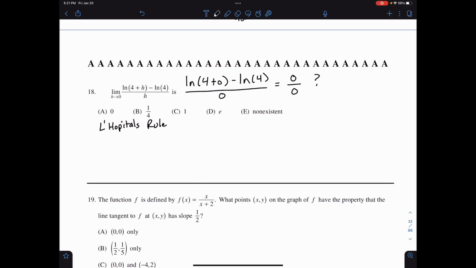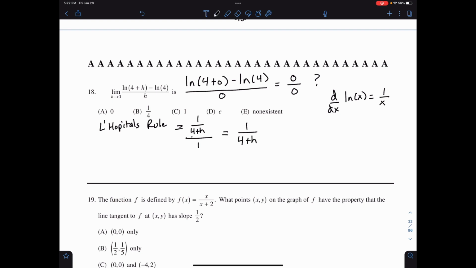So the derivative of the top here, ln of 4 plus h minus ln of 4, with respect to h happens to be 1 over 4 plus h. And this is because the derivative d/dx of ln of x is equal to 1 over x. Right? So going back to our derivative, we get 1 over 4 plus h minus the derivative of ln of 4. This is a constant, so it's 0. And we put that all over the derivative of the bottom. So the derivative of h with respect to h is just 1. So it's equal to 1 over 4 plus h.